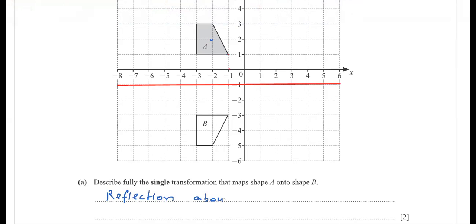So it is a reflection about what line? It's a horizontal line, and any horizontal line is always y equal to something. It's passing through -1, so y equals -1. So it is a reflection about y = -1.